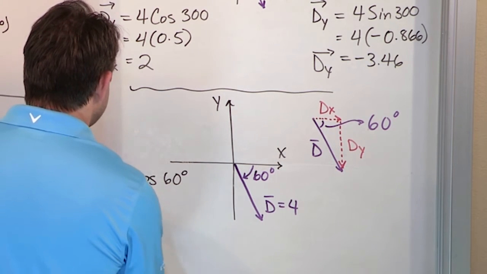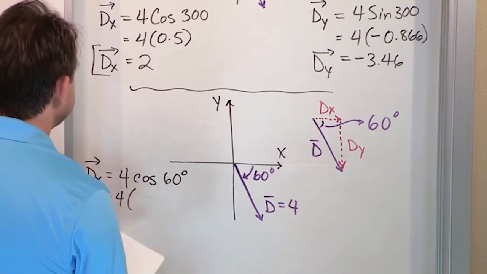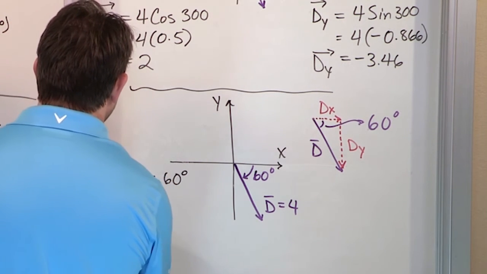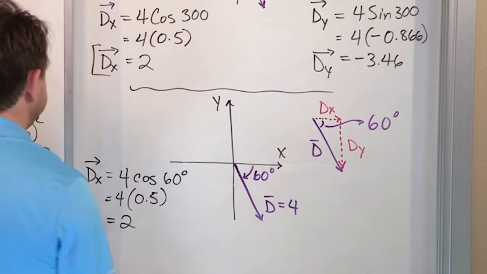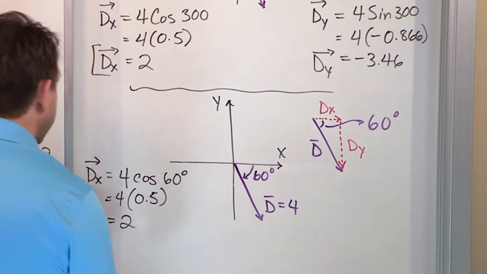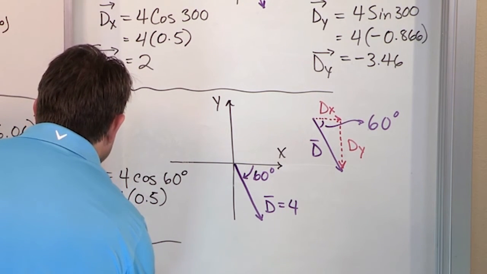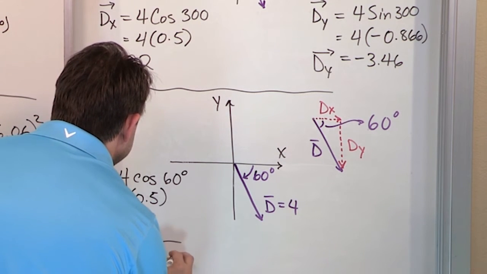We're going to get 4 times cosine of 60 degrees. Cosine of 60 degrees is going to give me 0.5, same as before. So dx is going to be equal to 2. So that's going to be the answer. What is dy going to be? dy is going to be 4 times the sine of 60 degrees.